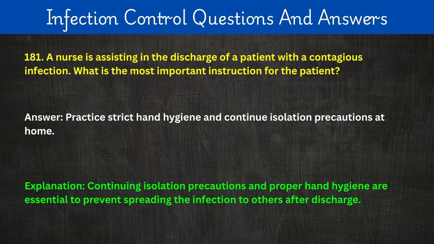181. A nurse is assisting in the discharge of a patient with a contagious infection. What is the most important instruction for the patient? Answer: practice strict hand hygiene and continue isolation precautions at home. Explanation: continuing isolation precautions and proper hand hygiene are essential to prevent spreading the infection to others after discharge.